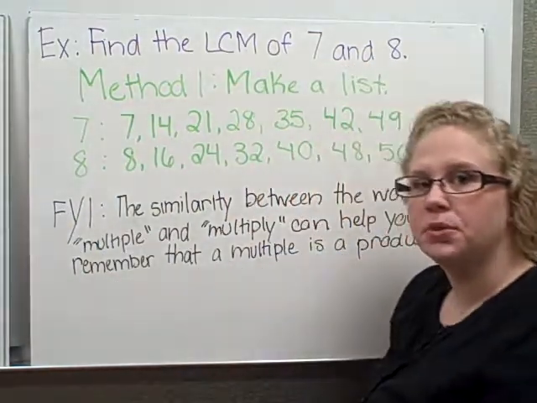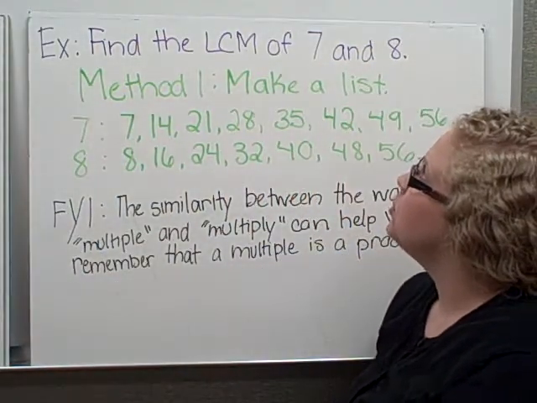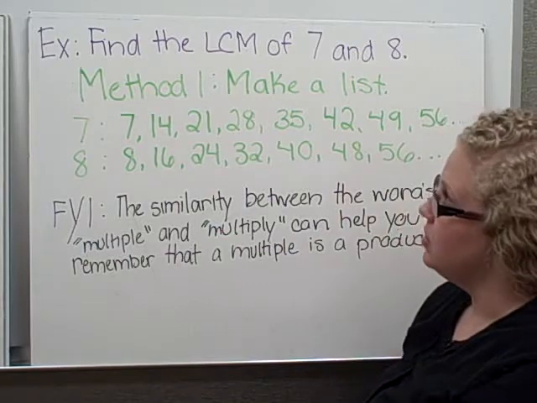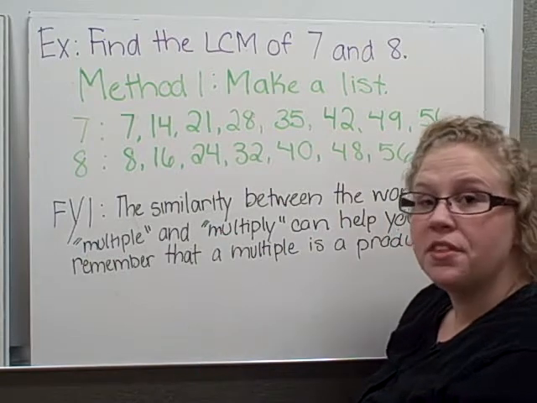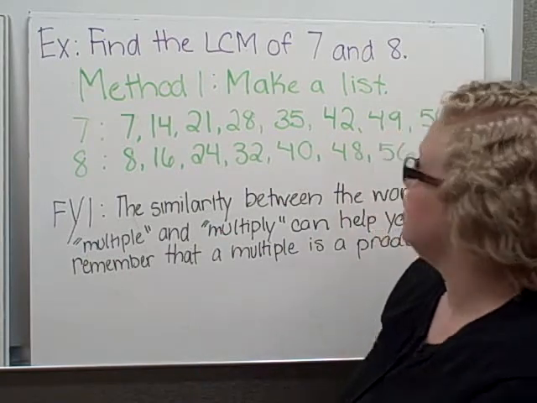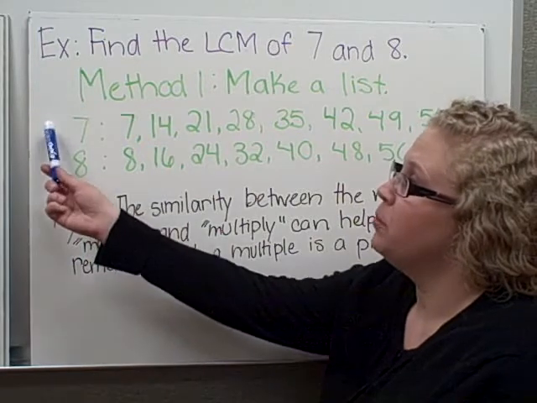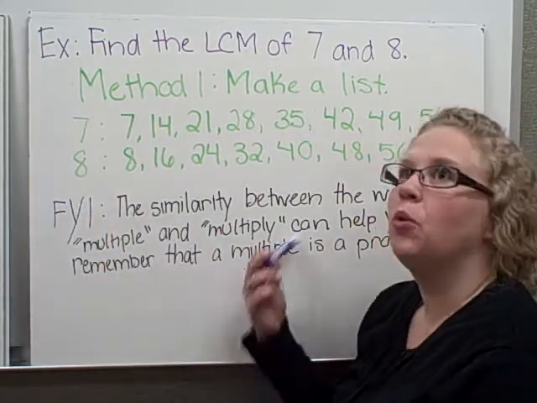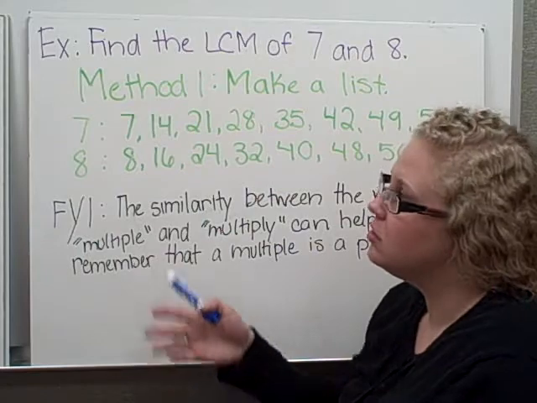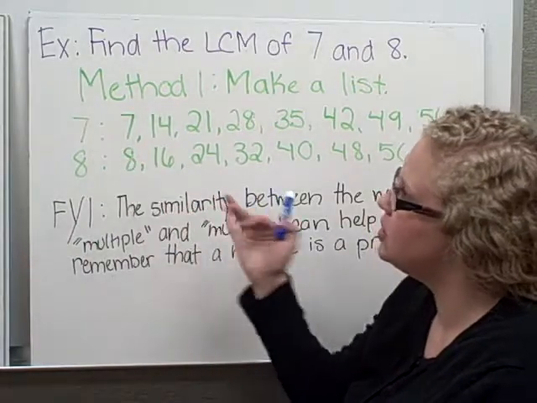Now we have some examples. Find the least common multiple of 7 and 8. Our first method that we're going to learn about is making a list. So we list our numbers 7 and 8, and we multiply our numbers by whole numbers until we find that they share one.